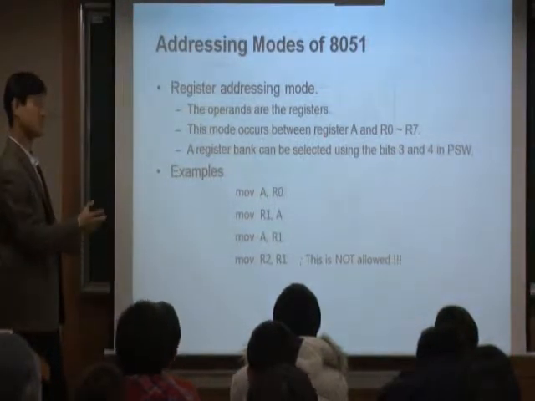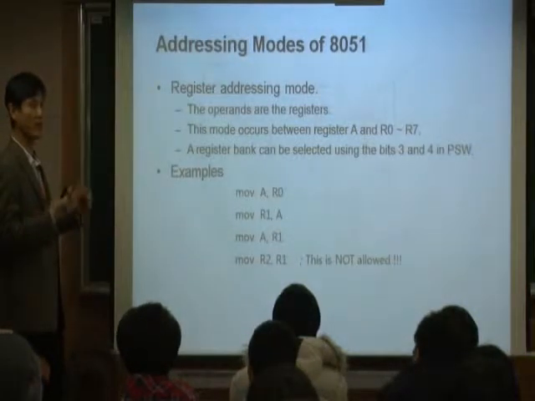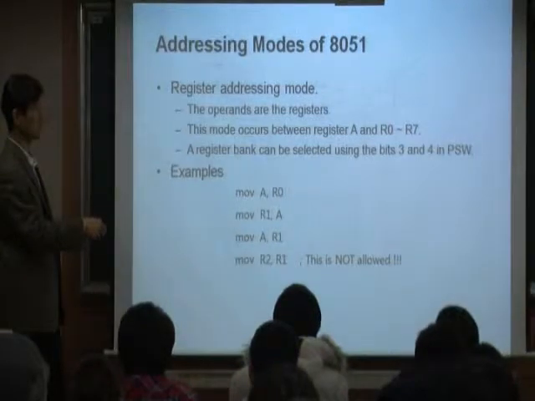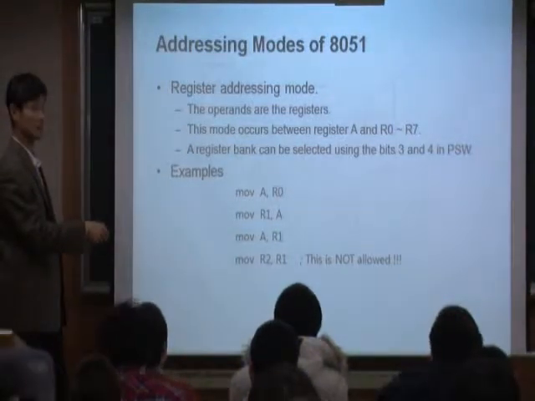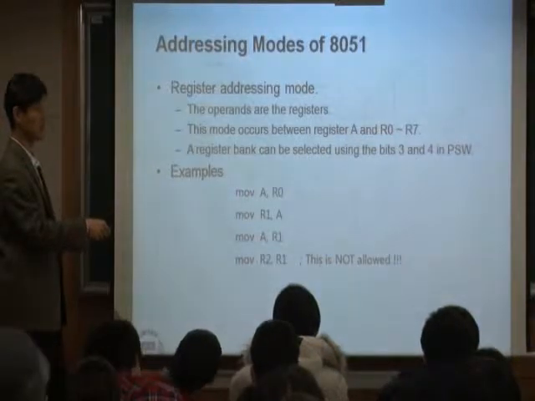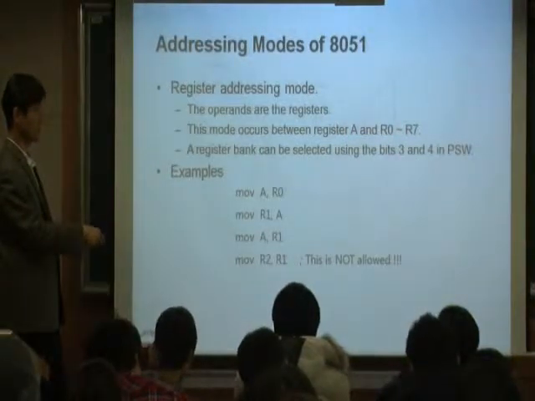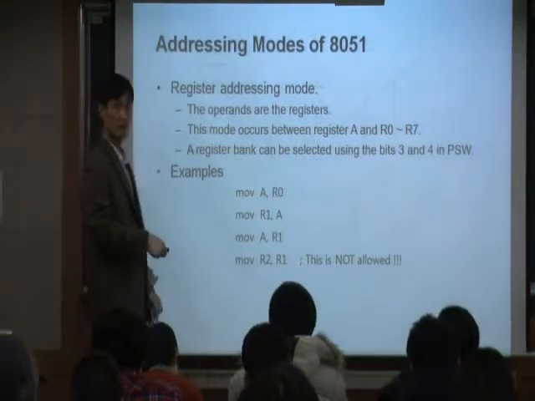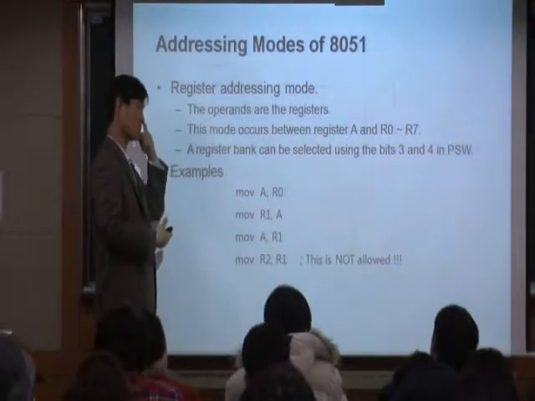Look at this one. This copy cannot be done with any registers. See that this mode occurs only between the register A and R0 to R7. You want to copy between these only. You see that this one is also a copy between these, right? You see that this is not allowed. Okay, this is how the instruction looks.